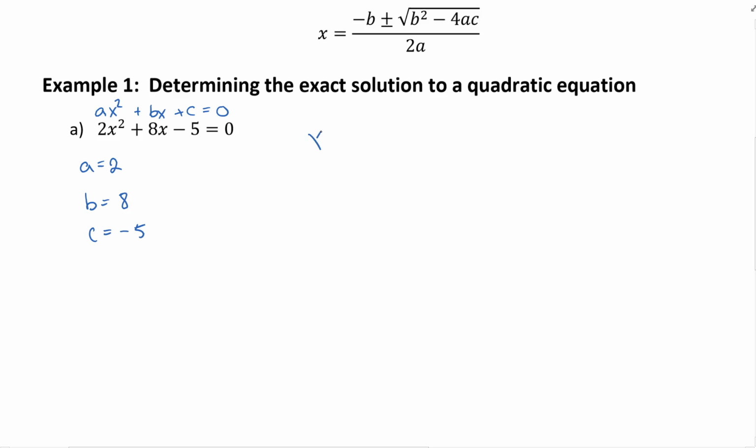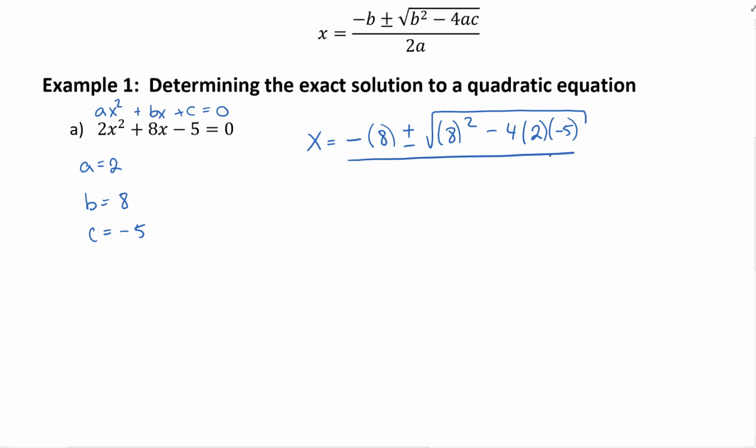Let's substitute in for our new formula here. B is 8, so I'm actually going to put in a negative there. Remember, when you're using substitution, use brackets for every value that you're substituting. Plus or minus, that would be 8 squared minus 4 times 2 times negative 5, all divided by 2 times 2.